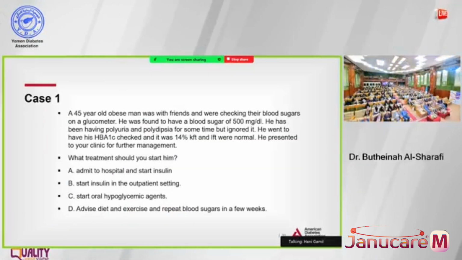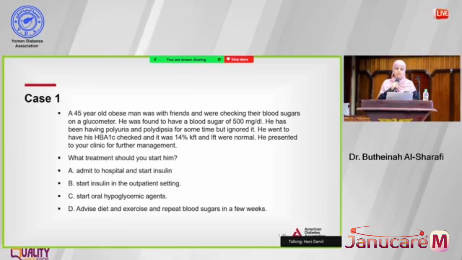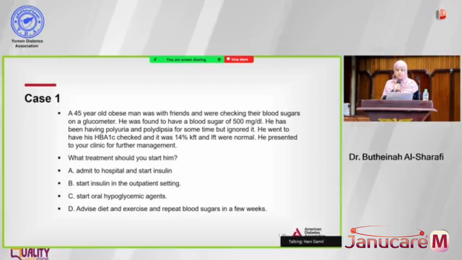This is a 45-year-old obese man who was with his friends, and they were checking their blood sugars on a glucometer, and he was found to have a blood sugar of 500. He has been having polyuria, polydipsia for some time, but ignored it. So he didn't know he was diabetic until he did this Accu-Chek. Then he went to have his HbA1c checked, and it was 14. His other blood work was normal. So he comes to your clinic for further management. So what treatment would you start him on?